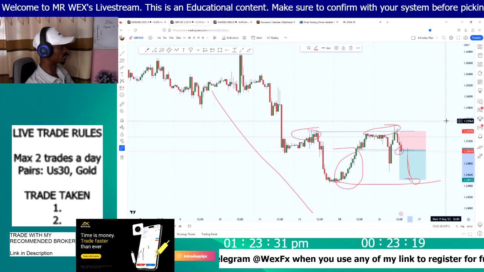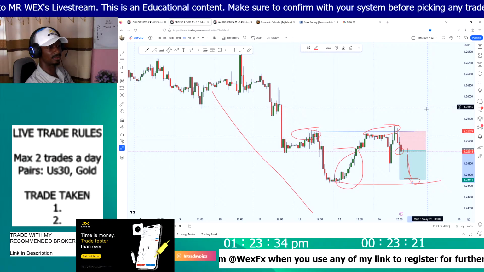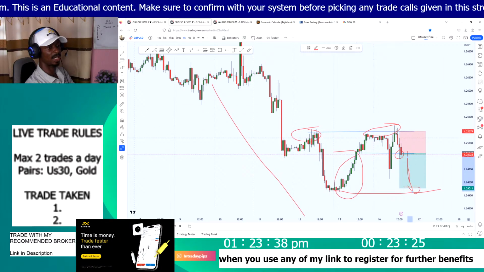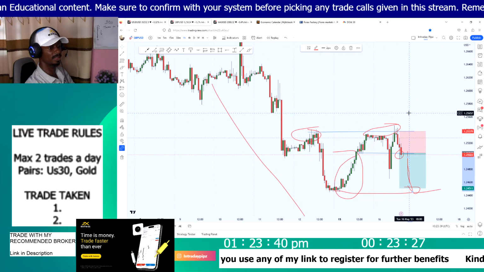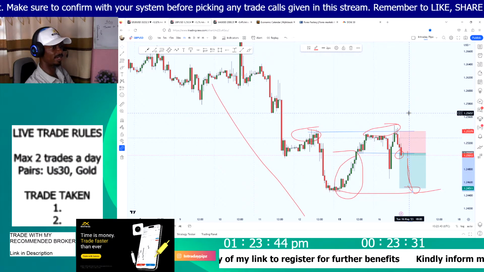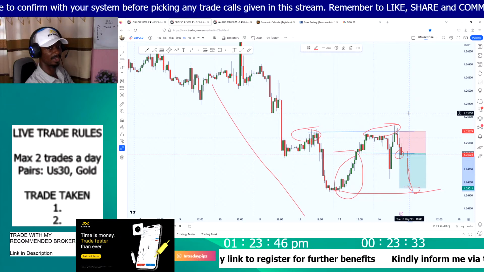Remember to always use good risk management. It's a probability game, irrespective of how nice the setup might be. Always remember that risk management is very, very vital to survive in this business.